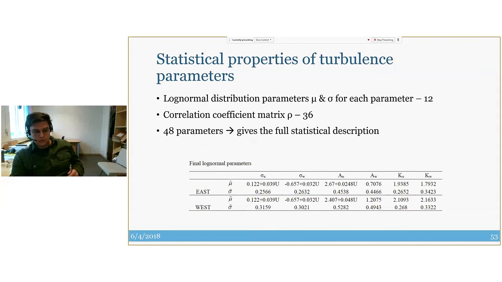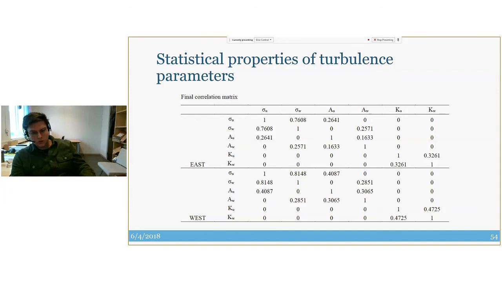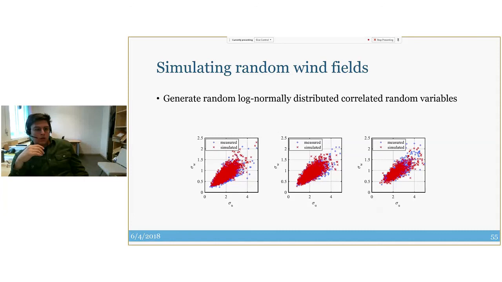So this is the correlation matrix that we obtained from the data, and you can see that you have a lot of zeros, you have a lot of uncorrelated variables. This makes things easier, of course. Then we simulated random wind fields in the range of the data and compared them with the data. We used random number generators, and we assume that these are log normal distributed correlated random variables. So if you look at the comparison of the measured and simulated data, we can see that we have a good representation of the real case.